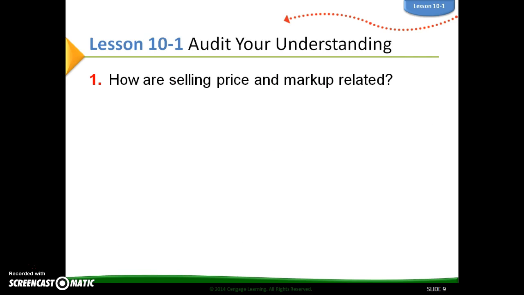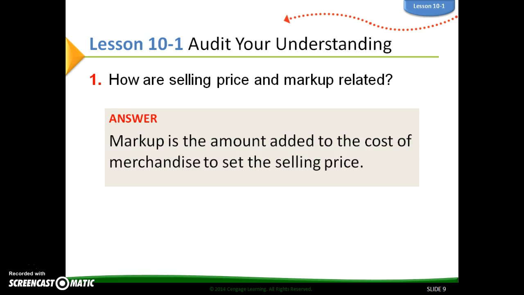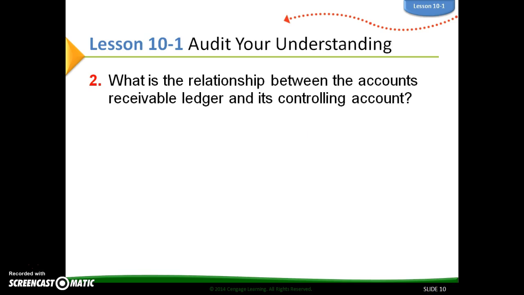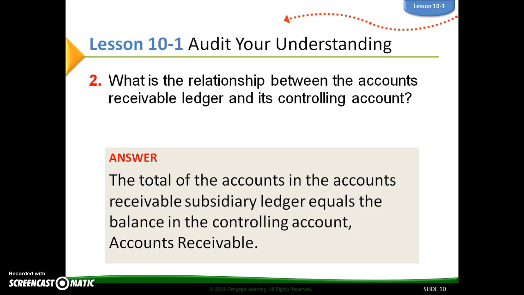All right, so we can go ahead and do an audit your understanding here. How are selling price and markup related? Again, you want to be thinking through, we're selling items to make a profit to stay in business. So markup is what we add to the cost of an item to reach the selling price. The relationship between accounts receivable ledger and the controlling account. We want to think about the total of all of the accounts in the subsidiary ledger equals the balance in the controlling account, and the controlling account is accounts receivable.